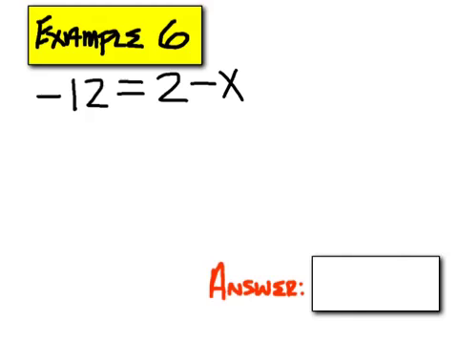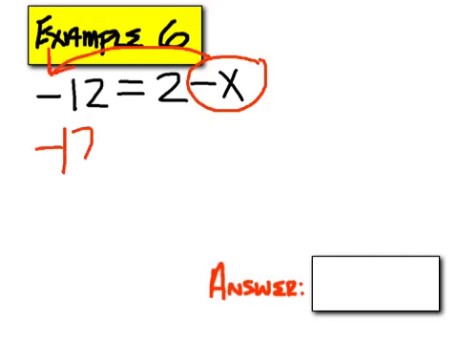Next example, we have negative 12 is equal to 2 minus x. First thing we want to do is move our negative x to the left side. So we'll have negative 12 plus x on this side. On the right side, we're just left with 2.